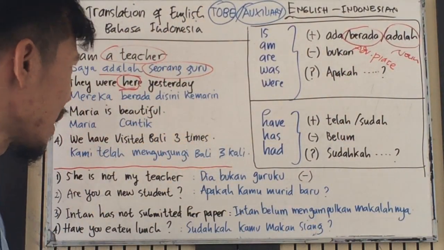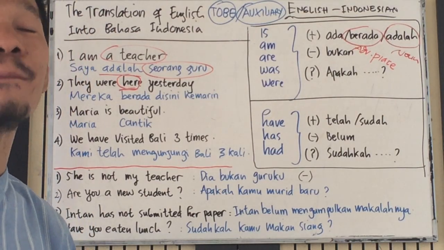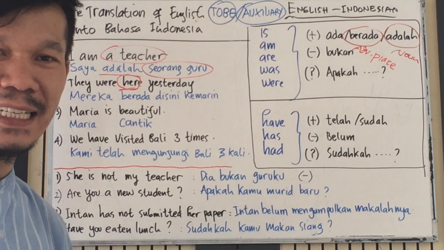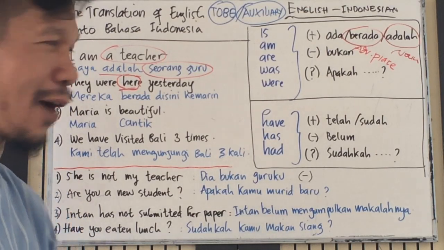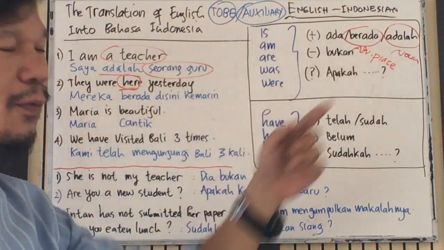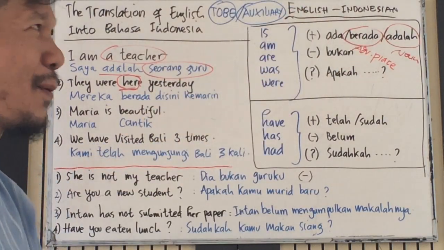For example, the second example: She was at home last night. Dia berada di rumah tadi malam. Saya berada di sini sekarang. I am here now. So if after the to be we find an adverb of place, we translate the to be into berada.